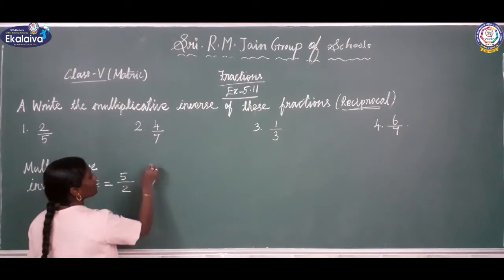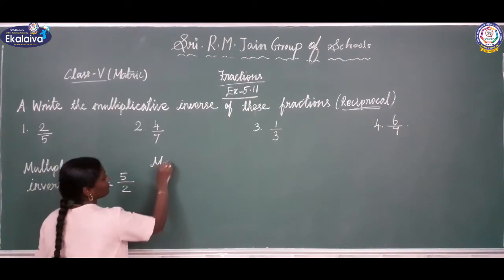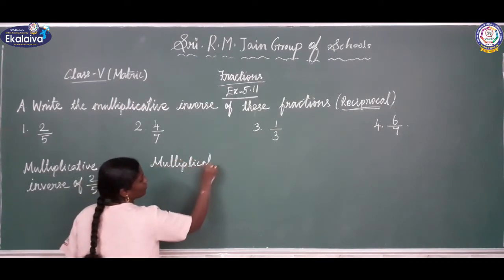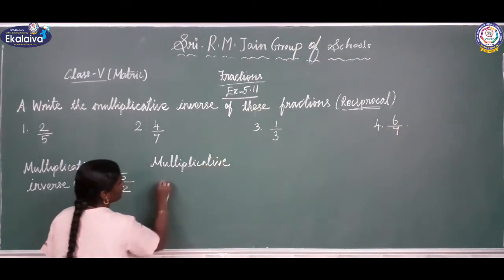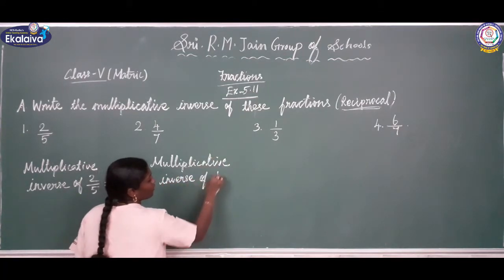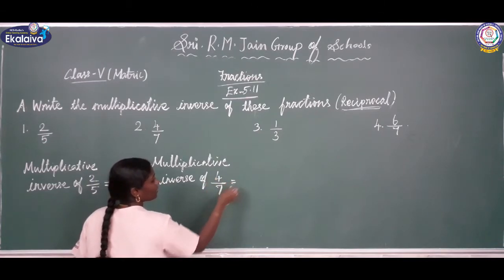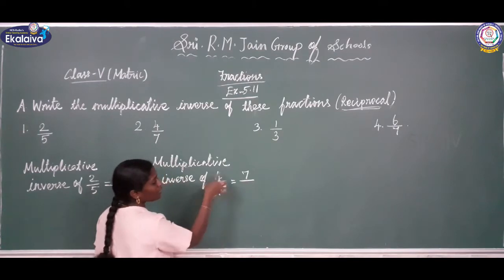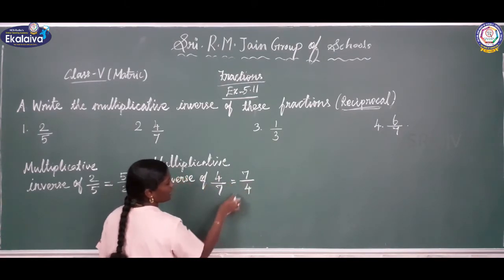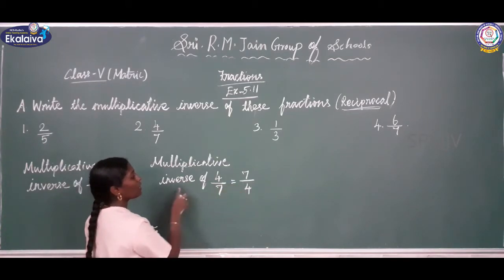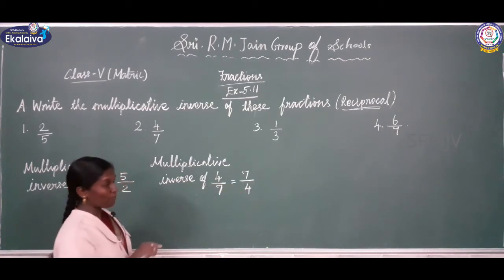Okay, multiplicative inverse of 4 by 7. Here we have to write the denominator as the numerator and numerator as the denominator. So that is 7 by 4. This is 7 by 4, the multiplicative inverse of 4 by 7.